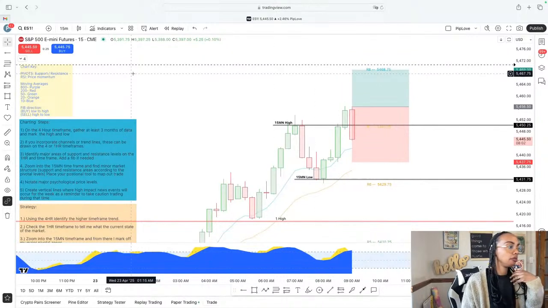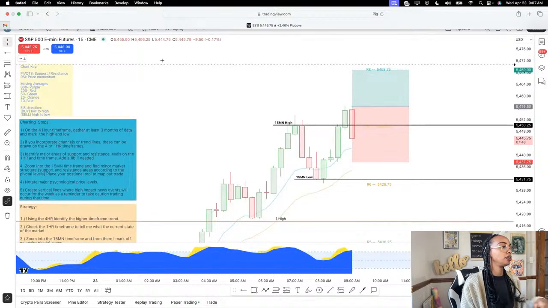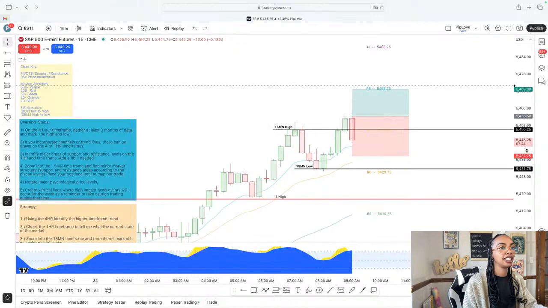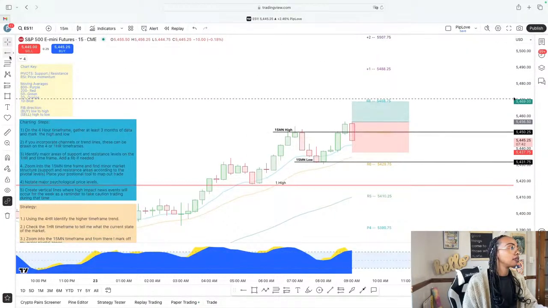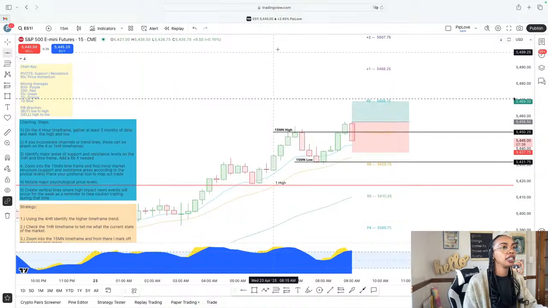So now we zoom in. We also need to notate if we have any major psychological price levels. In ES, that would be round numbers, so 5,000, 5,100, 5,400, 5,300, those types of things. You definitely want to note how the market uses those as magnets. So for instance, right here, you can lock in 5,500.